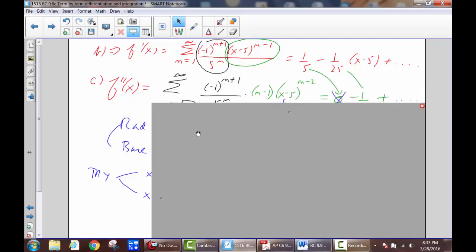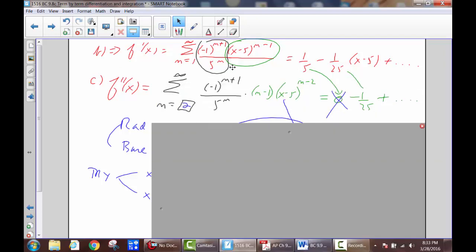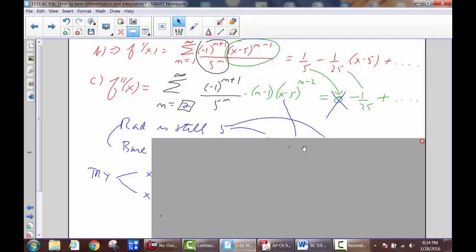For part C, they want the second derivative. So here is our first derivative. So for our second derivative, this whole black thing here is just a constant. We're finding the derivative of x minus 5 to the n minus 1, which is n minus 1 times x minus 5 to the n minus 2. Term by term, the derivative of 1/5 is 0. The derivative of the next term is negative 1 over 25. So if you want to start with negative 1 over 25, in order for this to be 25, we would have to start at n equals 2. It kind of goes up 1 each time, but be careful of that.